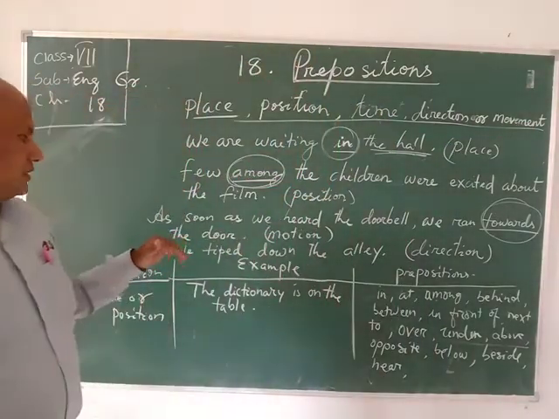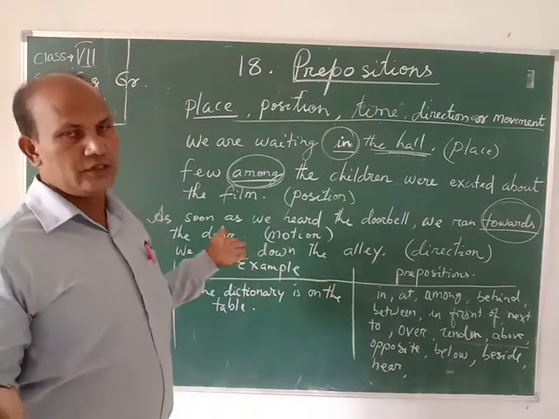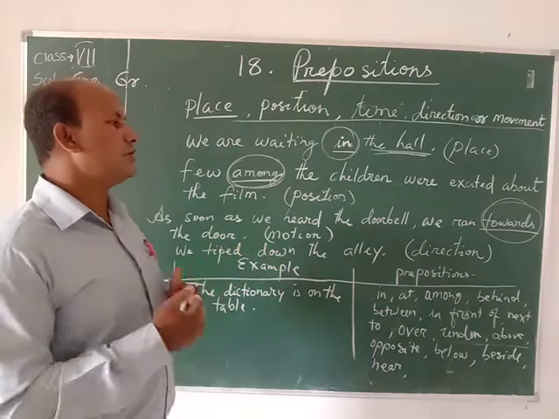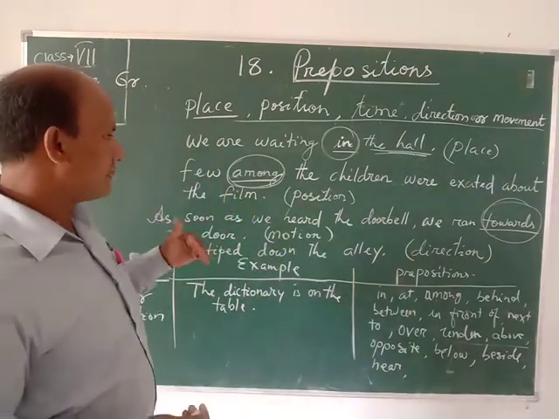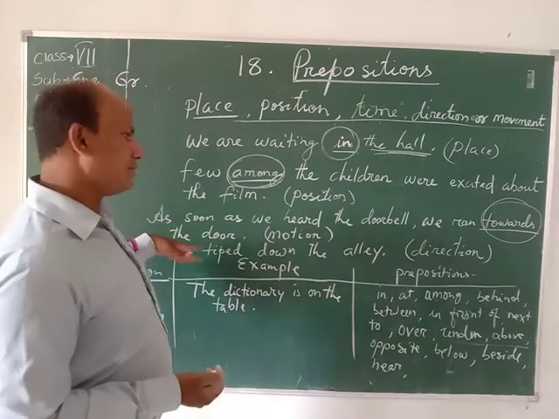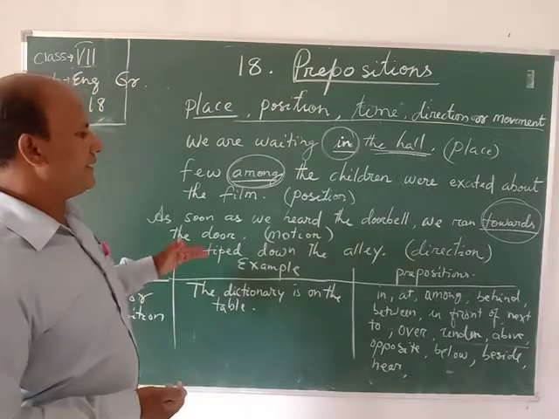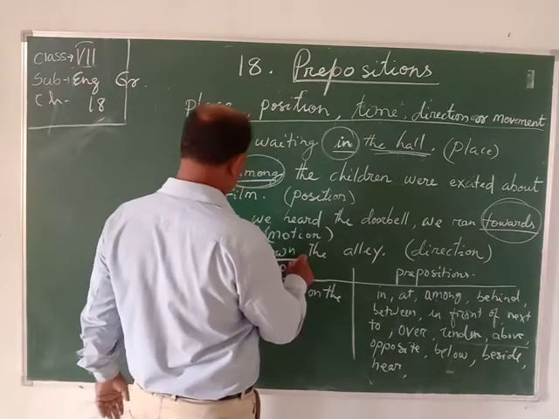Okay. Yes, just like I ran into the classroom. मतलब मैं classroom के अंदर दौड़ते हुए आया. Yes, motion, into and towards etc. are used. Okay. We tipped down the way. Tipped down. Down means direction.